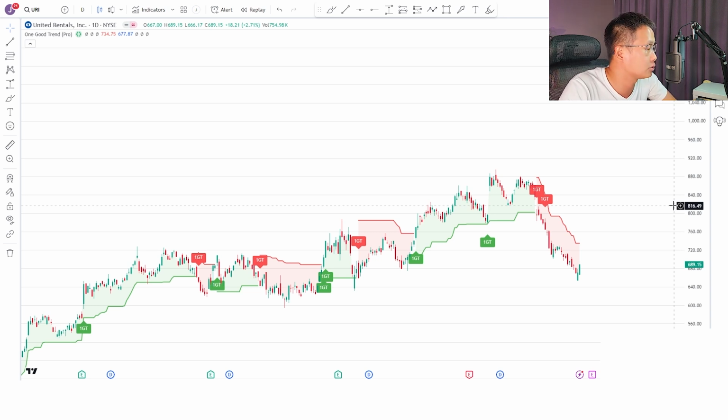And now I think you have learned this new thing called the trailing support and resistance, as to how I can use it for market structure.